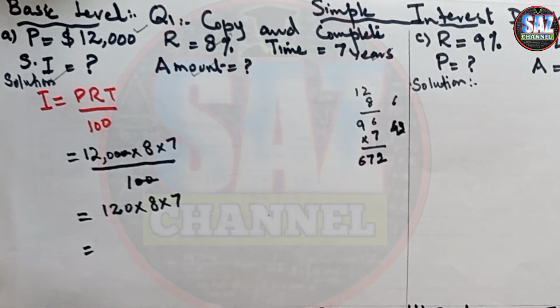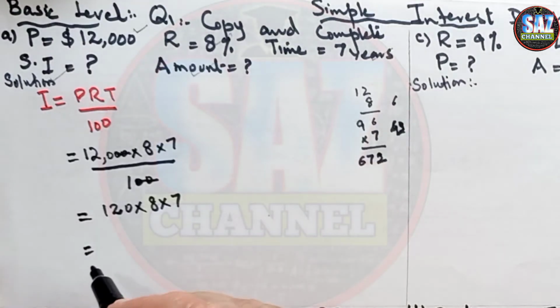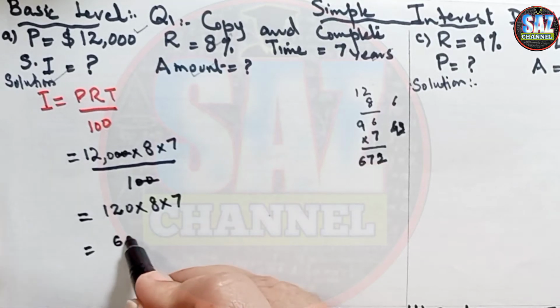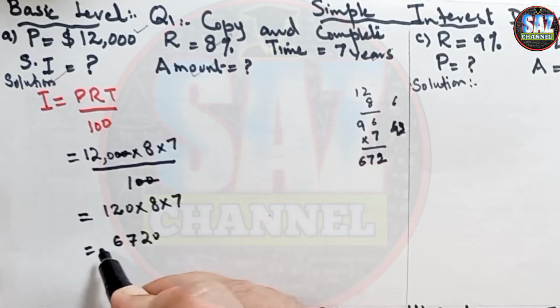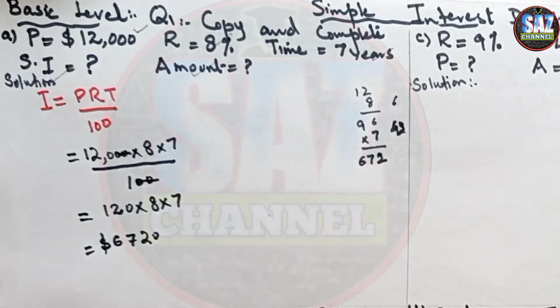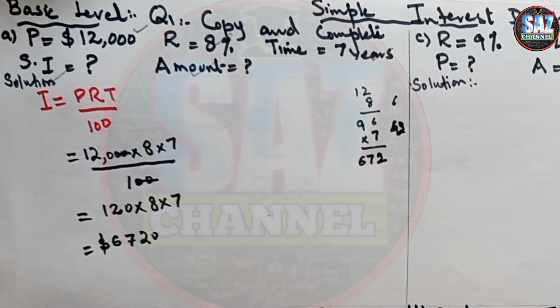And now let me confirm the calculation with the help of the calculator. 120 multiplied by 8 multiplied by 7 gives me 6,720. Very easy questions. We just have to remember the formula and replace the values in the formula and we can get the answer easily.